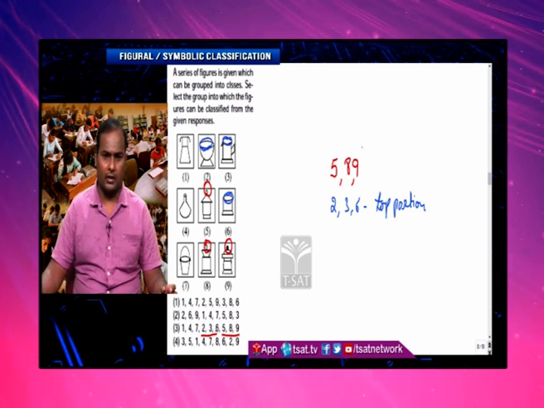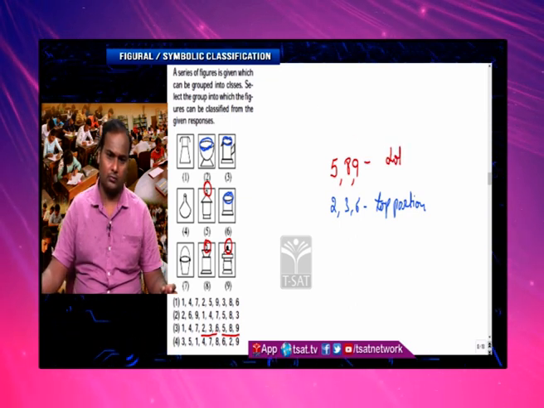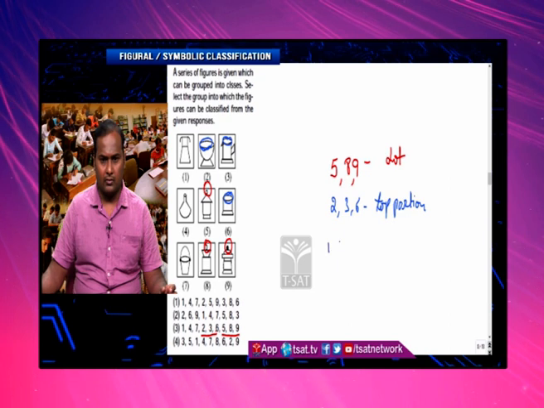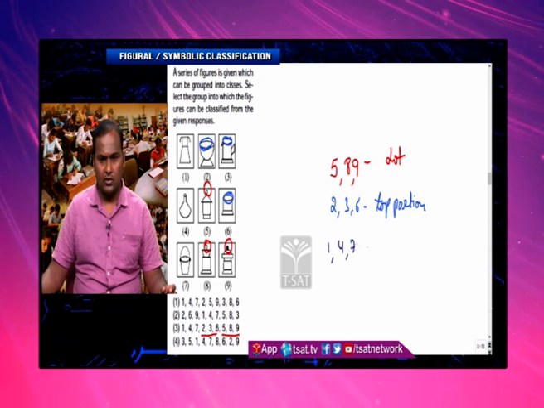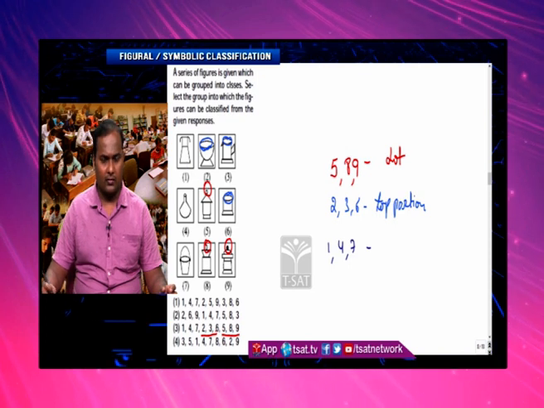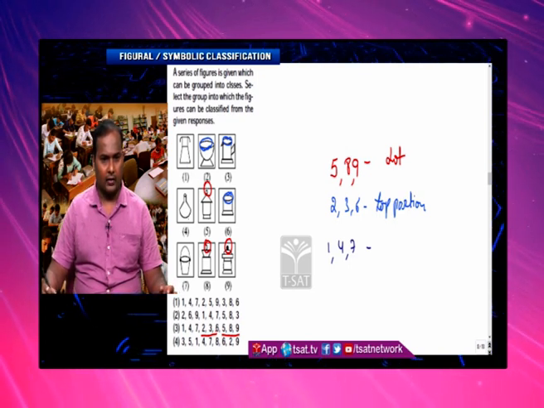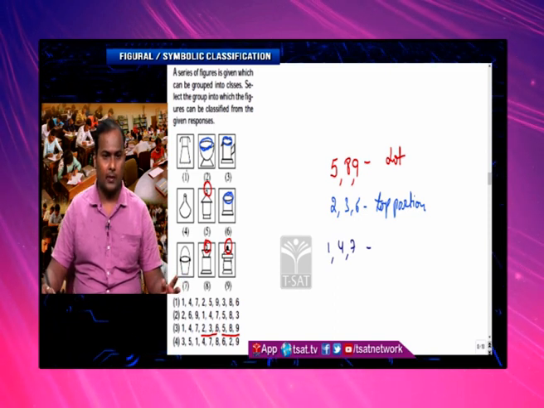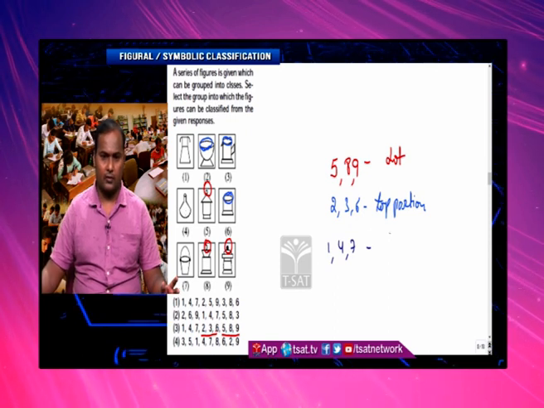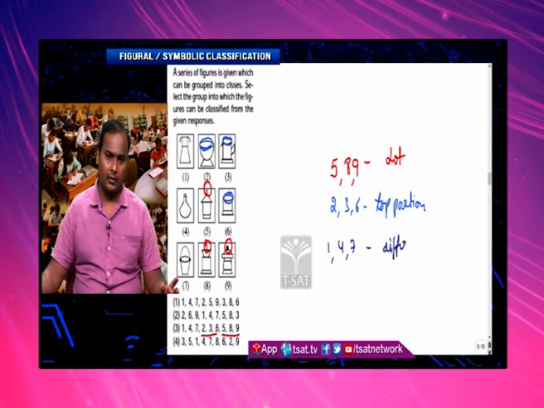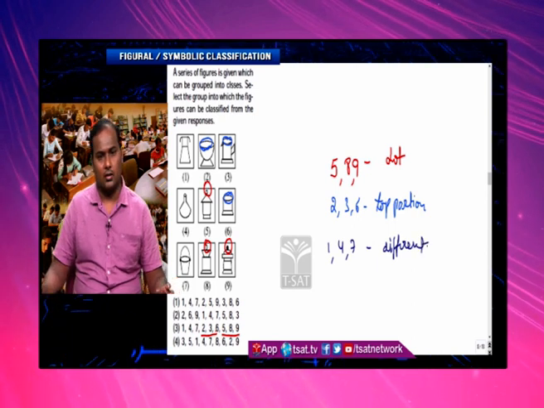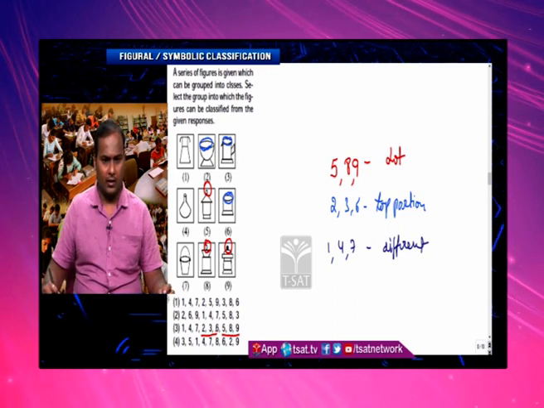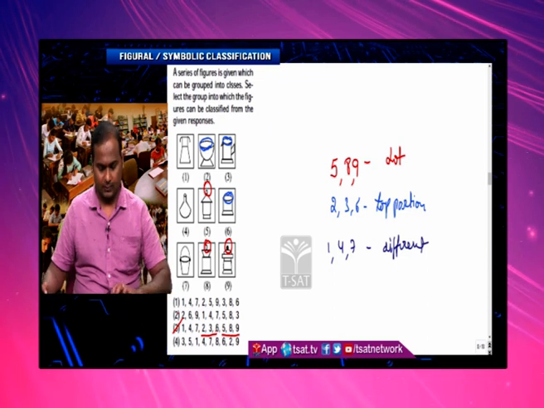In case of 5, 8, 9, at the top portion we have a dot. And what is left? The left one is 1, 4, 7. Now what is the common thing in 1, 4, 7? There is no common thing. All three are different. So the common thing is that all three are different. The difference is common here. So the difference is the common character in this particular case. Then your answer is option 3.